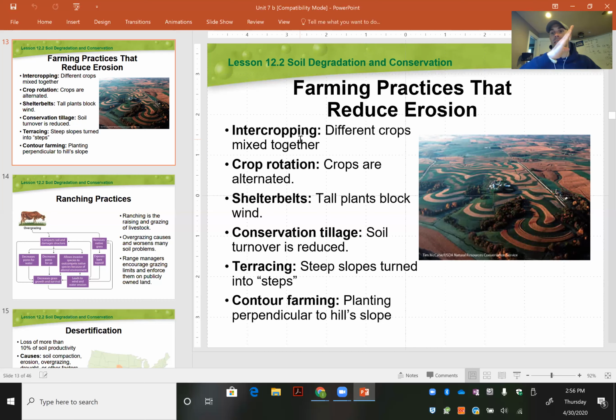Terracing is taking a steep slope. Remember when I showed this on a video, we carved it out. You're farming essentially on mountains, so you're making use of land that would not have otherwise been used for farming. And then contour farming, that is this picture right here. We're essentially planting to the contour of the mountains or the hills. These are all things that reduce erosion.